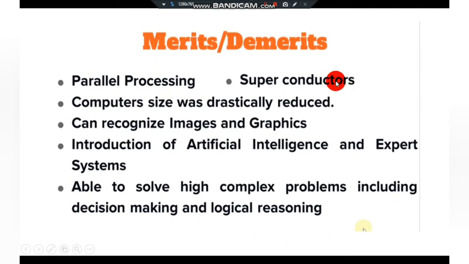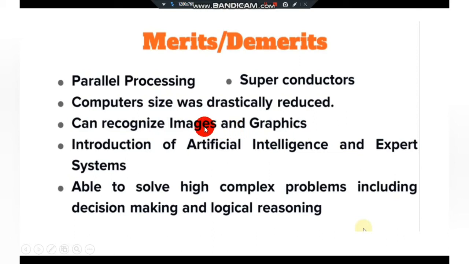And then superconductors were also introduced in this generation. Computer size was drastically reduced, so we can get very small computers in this generation. Nowadays palm PCs are available, so the total size of the computer is only your palm size. That much computer size is reduced in this generation. In this generation, computers recognize images and graphics.